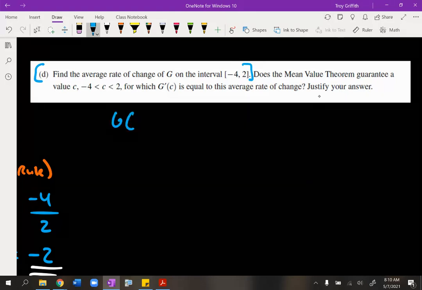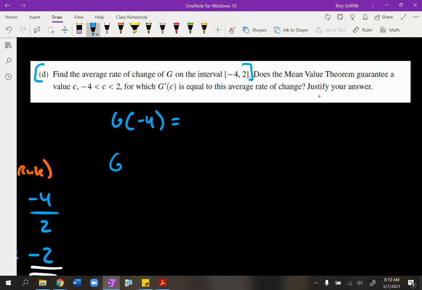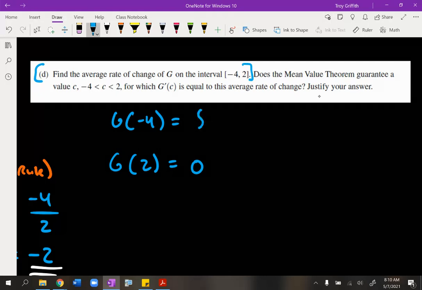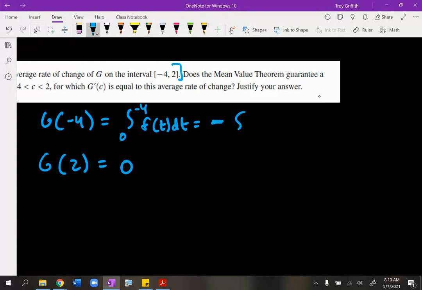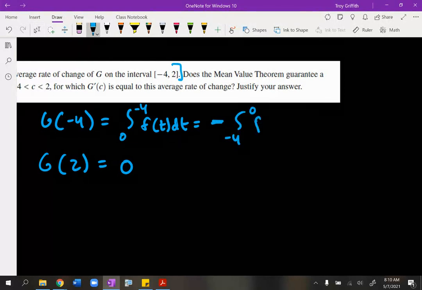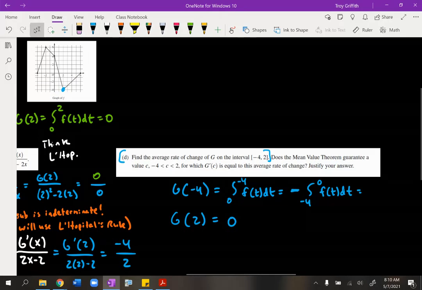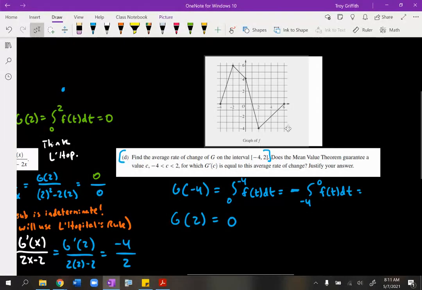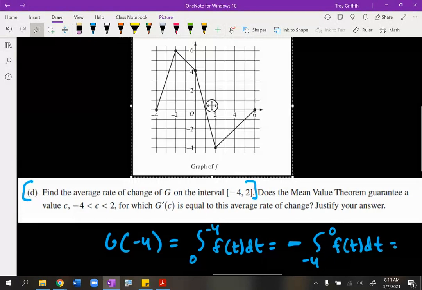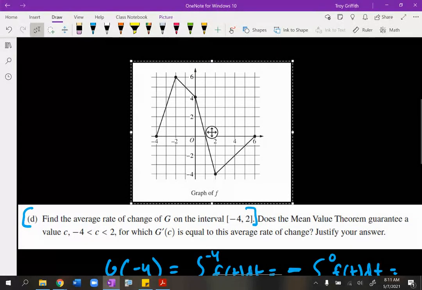So in order to do that, I'm going to need to evaluate g of negative 4 and g of 2. We actually just evaluated g of 2 in the last problem and got 0. To evaluate g of negative 4, we're going to go from 0 to negative 4 of f of t dt. Okay, making a note here, these bounds of integration are flipped, so I'm going to flip them back. So whatever answer I get here, I really need to make it negative. And let's see what we get when we do some analysis here with this graph. Okay, we need to find the area under the curve here from 0 back to negative 4.